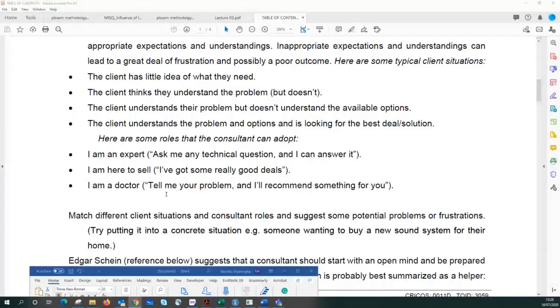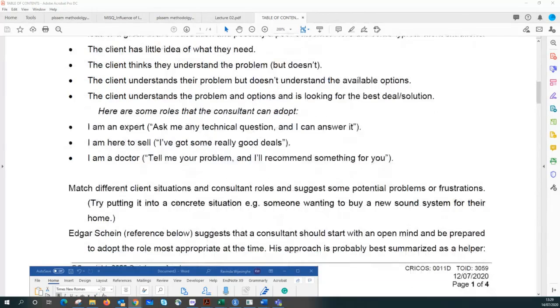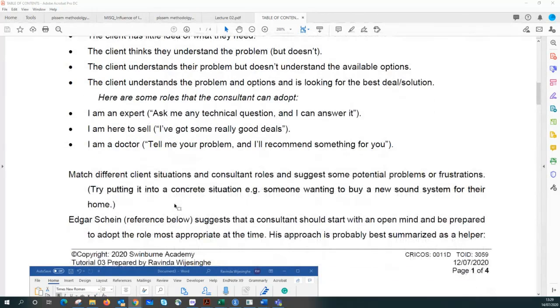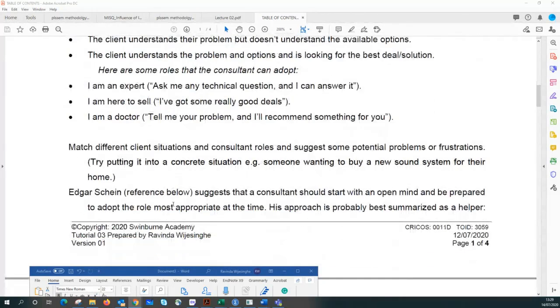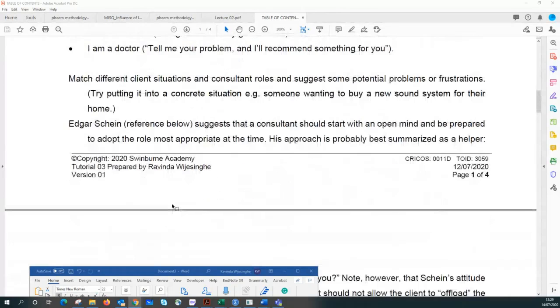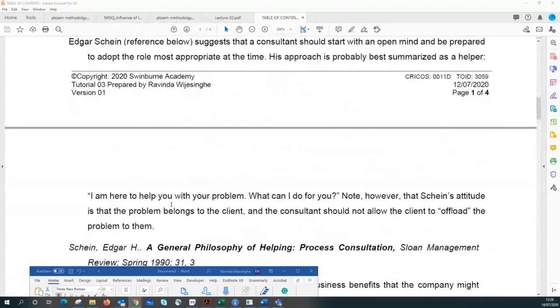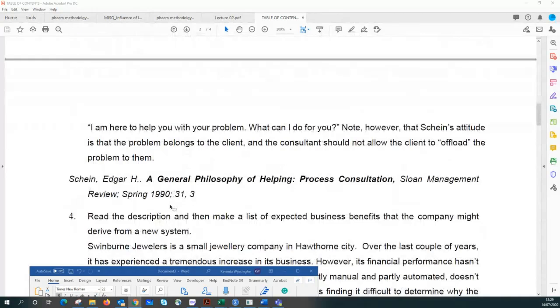So the last one is the best one. In this situation we can apply the different roles, but I would say the last one is the best for any given context. So a system developer must think like a doctor. That's the idea I need to give you. That's about question 3.